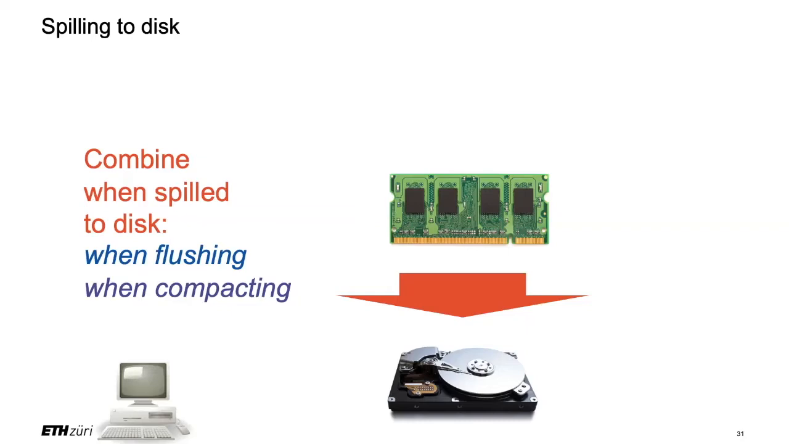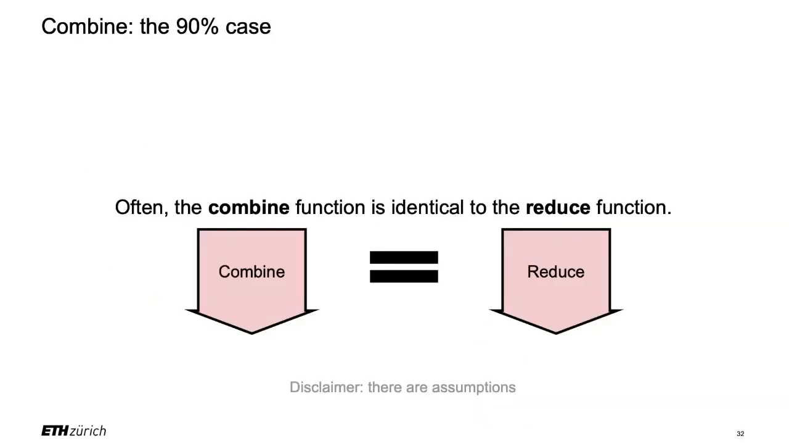Okay, so when flushing, when compacting, and maybe you could also imagine that you regularly sweep the memory and also apply it on the fly, right? This is also something that is done in HBase. All right, so that's the combine function. Now comes the question, what is that combine function, right? What do we use? Because we have the map function, the reduce function. Now we need a combine function.